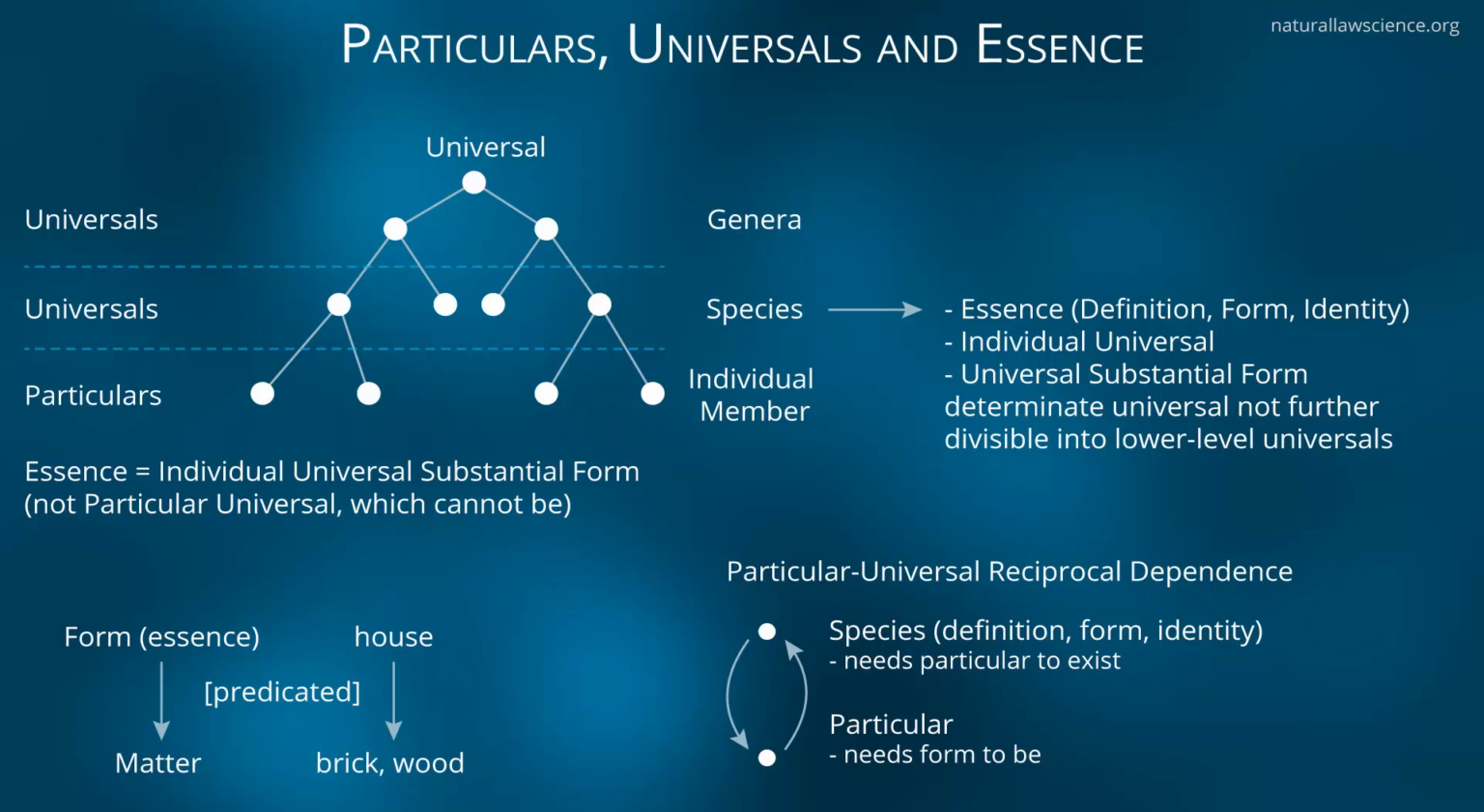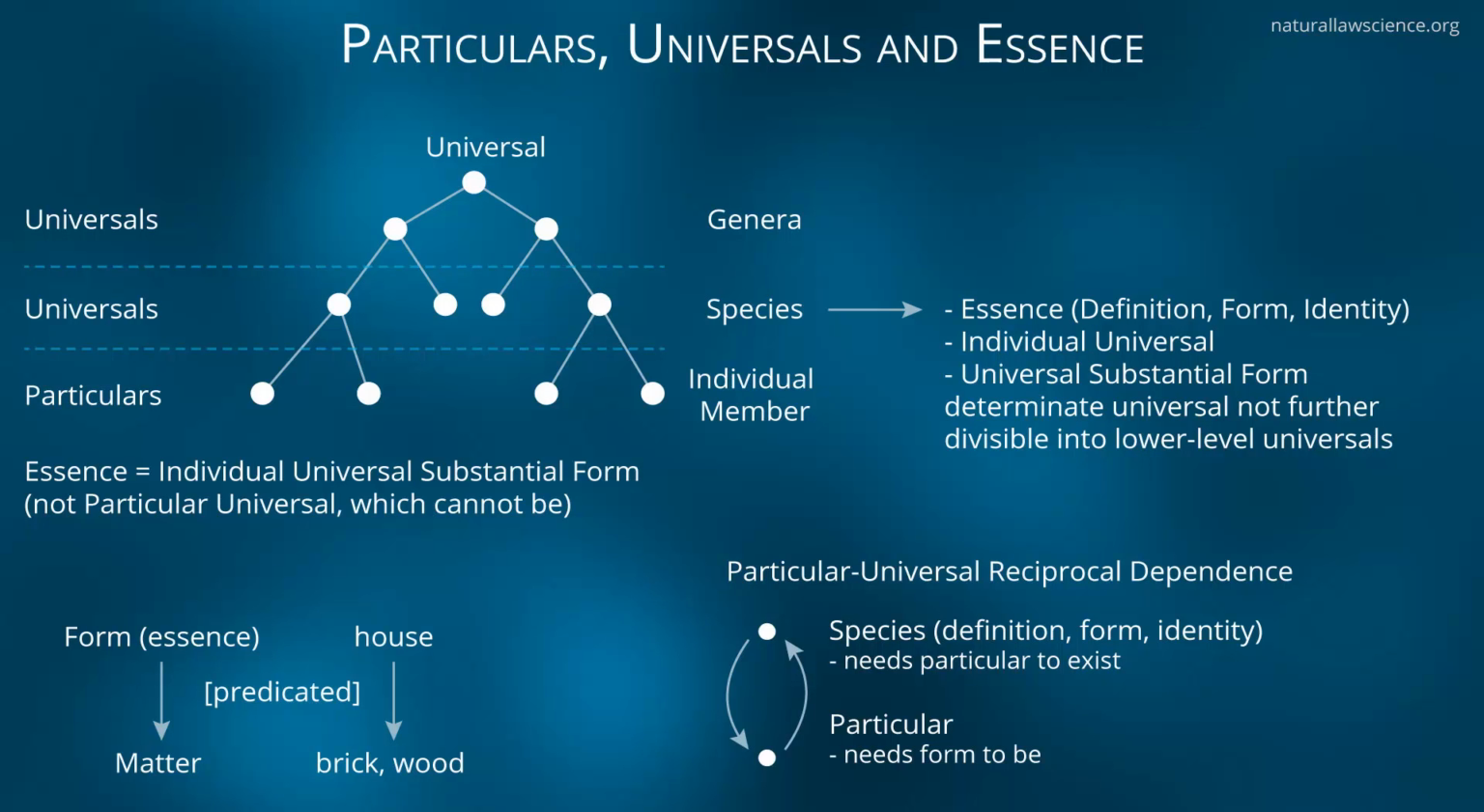So the species itself, I have the arrow pointing here, is one level, and the genera is one level, and the individual member is another level. That's why I have the dashed lines in blue separating them. So the species has the essence, and the essence is where we find the definition and the form and the identity of the individual members that come into existence. Now the species has the essence, and the essence is the individual universal.